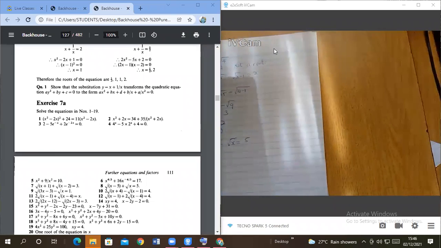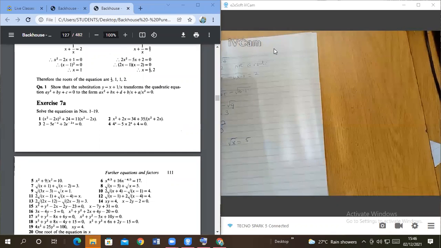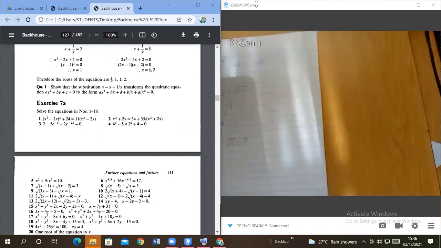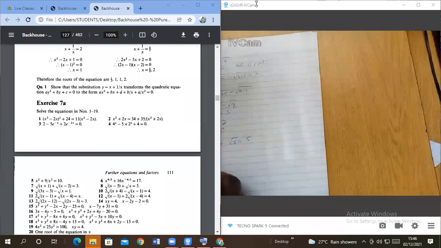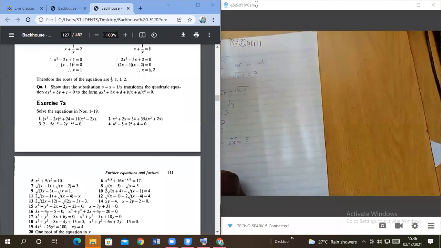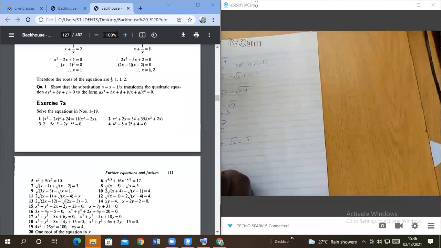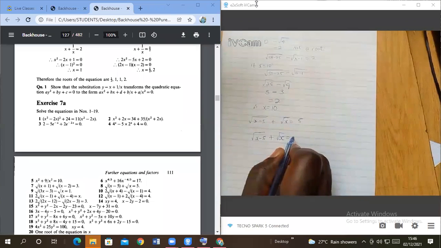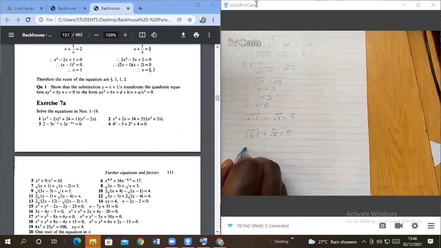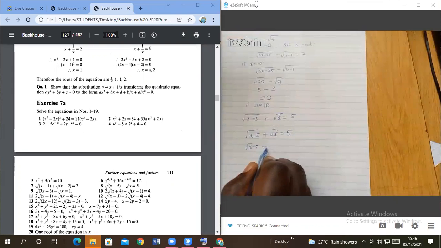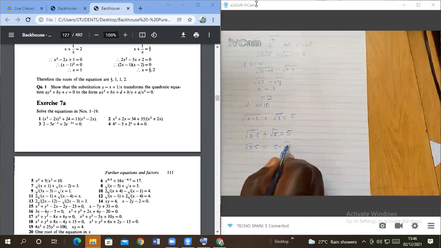What is the number? Can you read the number again? Root of x minus 5 plus root of x is equal to 5. Just to confirm that you have the same number with me. So we have root of x minus 5 is equal to 5 minus root of x.